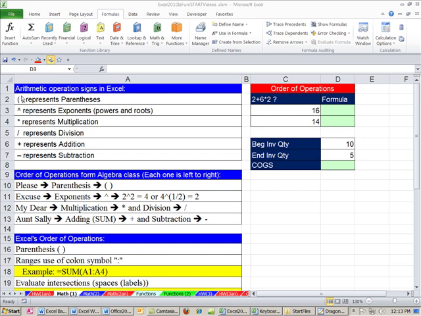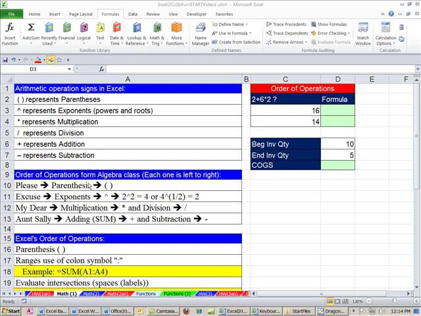Now, we've already seen some of these operators. We've seen plus and minus and division. I don't think we've done multiplying, exponents, or parentheses yet. Those are the symbols we use from our keyboard to create our formulas. But now we need to learn about order of operations.